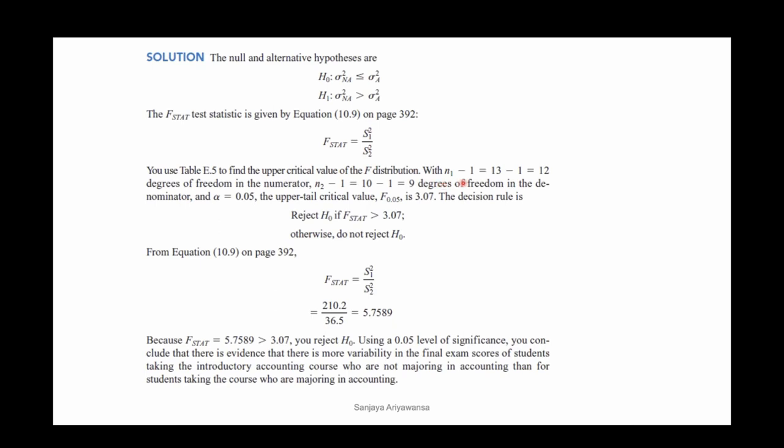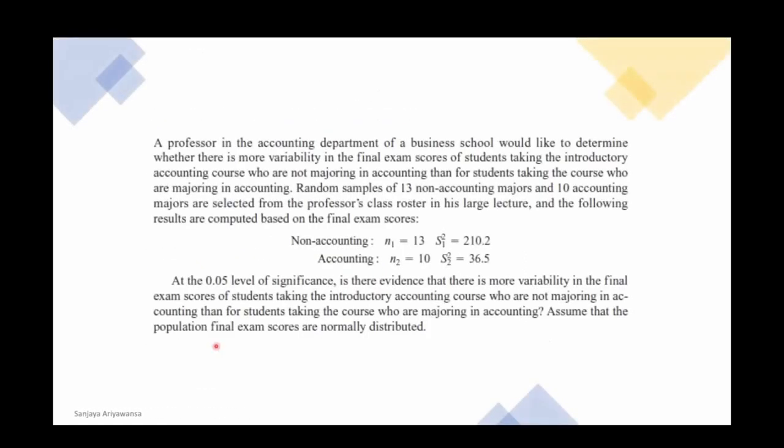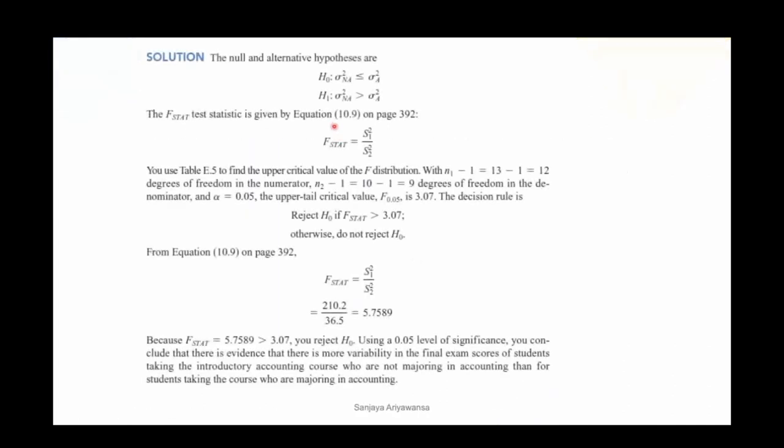So in this case, you have to quickly write down the degrees of freedom for your first sample, N1 minus 1. The first sample is 13 minus 1. 13 was those in the non-accounting group, and accounting is your second sample, 10. So 10 minus 1 is 9 degrees of freedom. Alpha is 0.05. So considering all of this, now what is the F value?